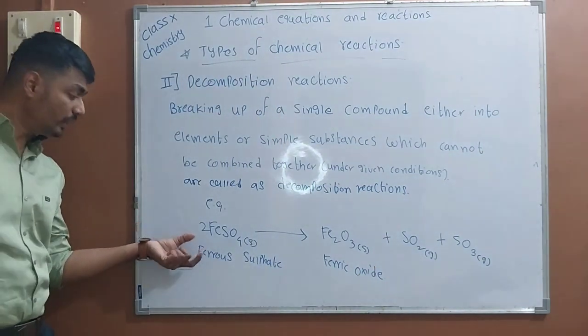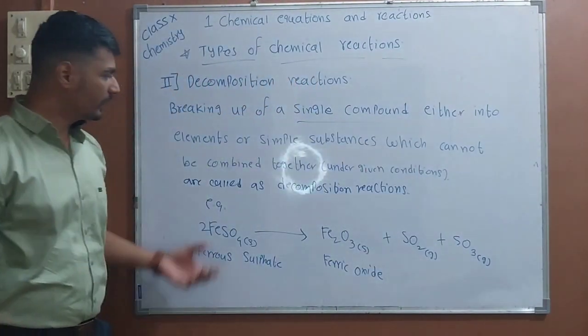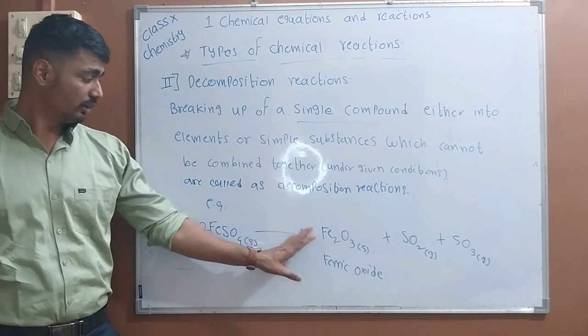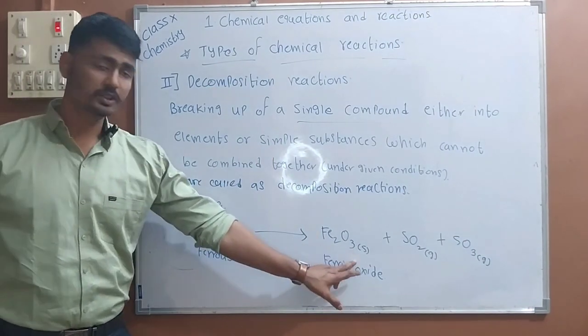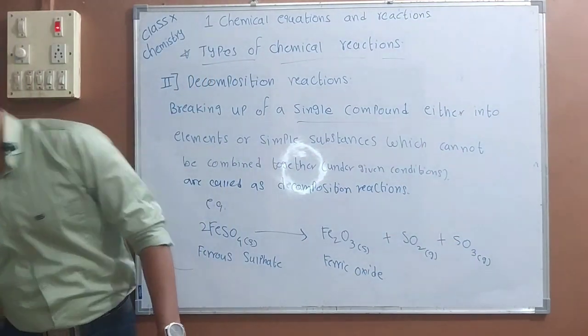So here there is only one compound, which is breaking into simpler elements or simpler substances. It is forming ferric oxide, which is in solid state, and SO2 and SO3 gases are liberated.